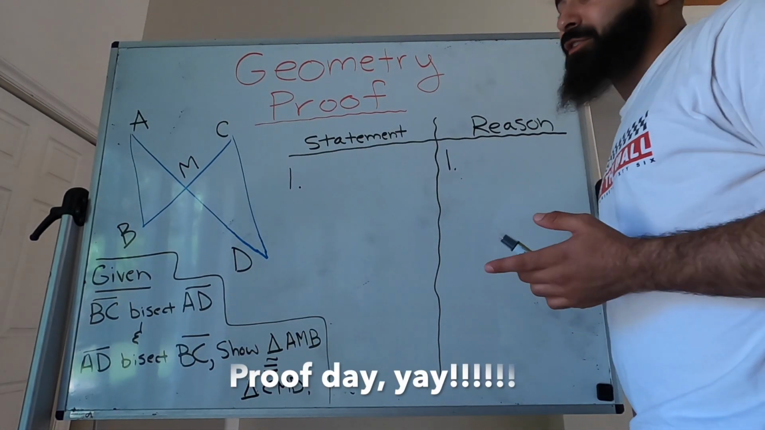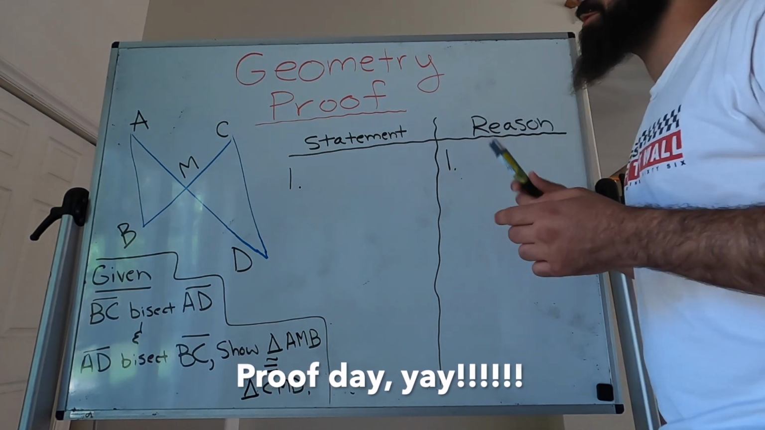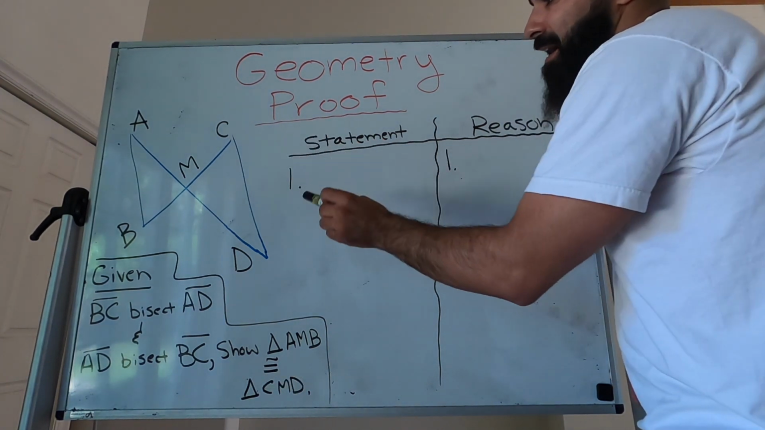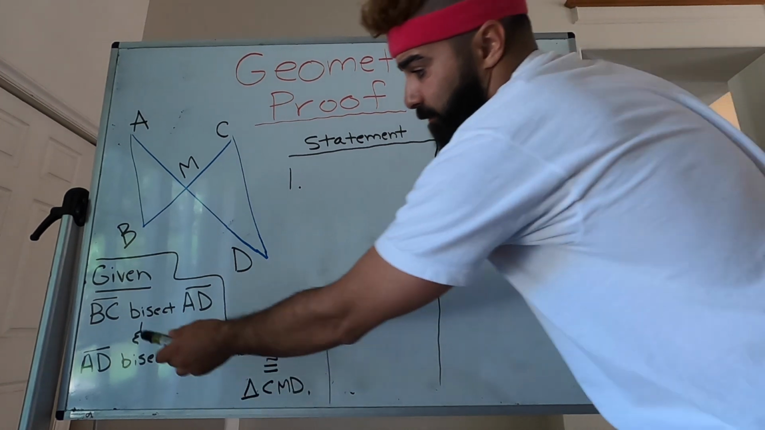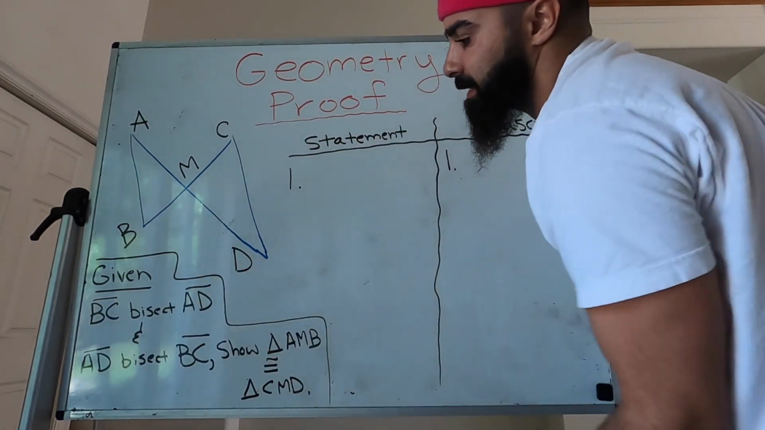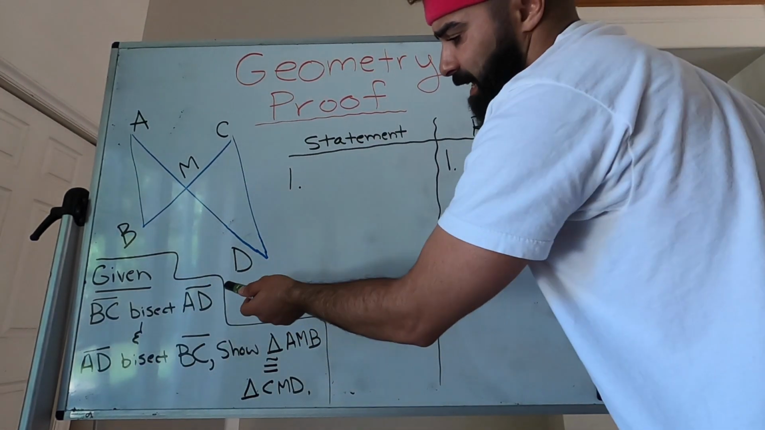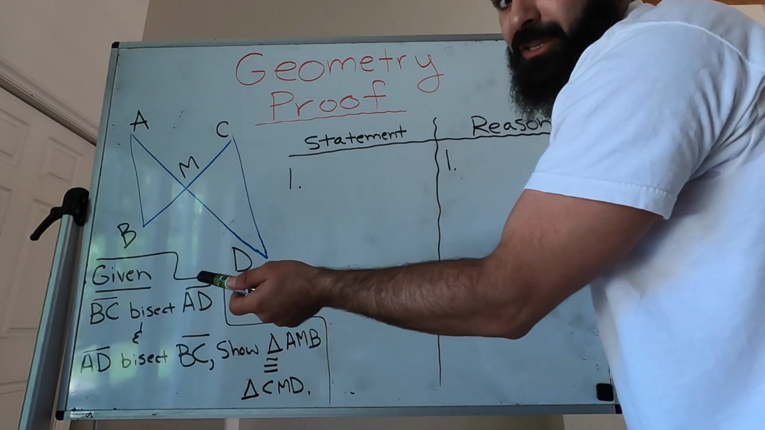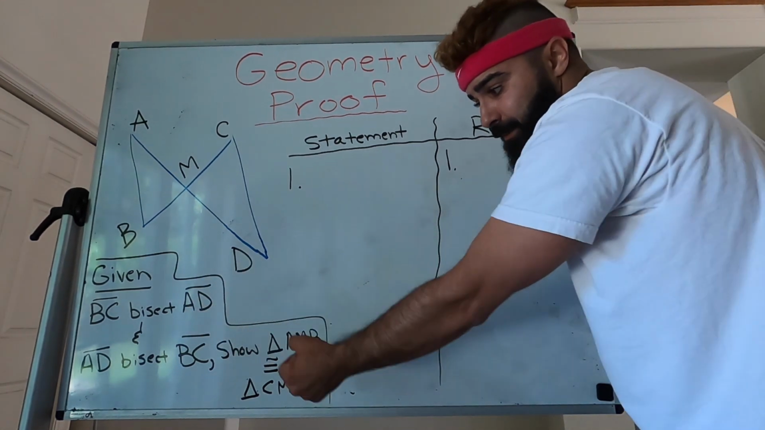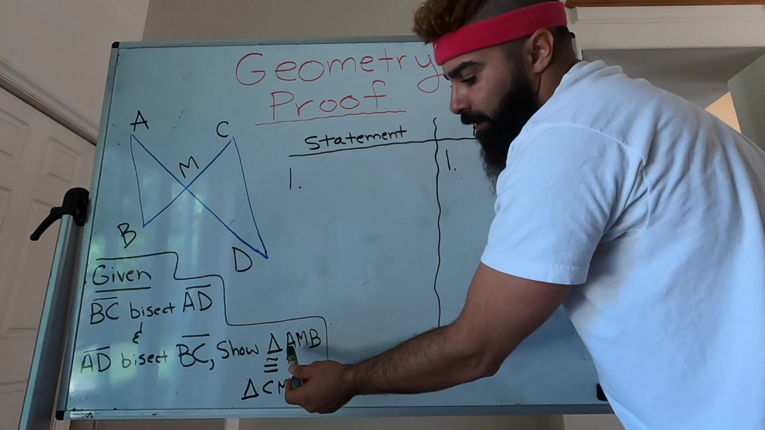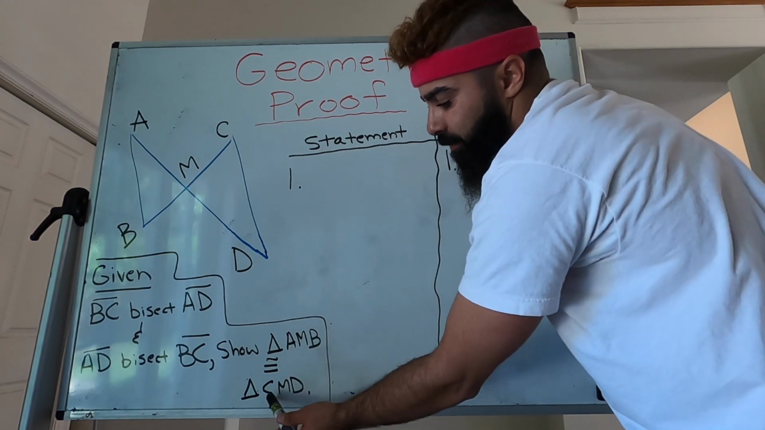Alright, welcome to MyMathYourMath. Today we're going to do a geometry proof, and the problem that we have is, given this figure, if line BC bisects the segment AD, and vice versa, if AD also bisects the segment BC, we're going to show that the triangle AMB is congruent to the triangle CMD.